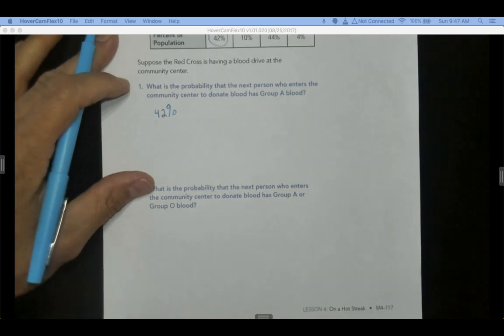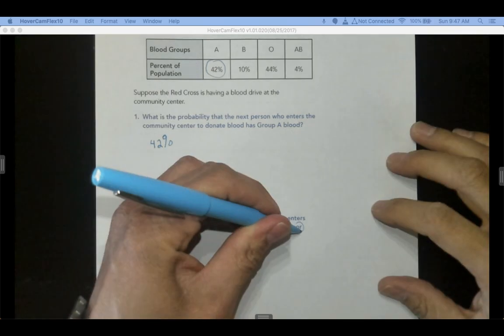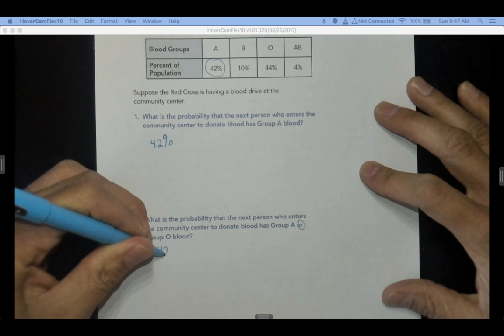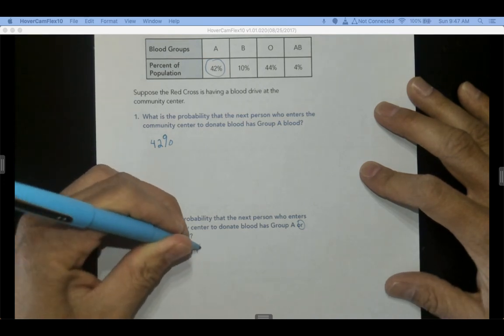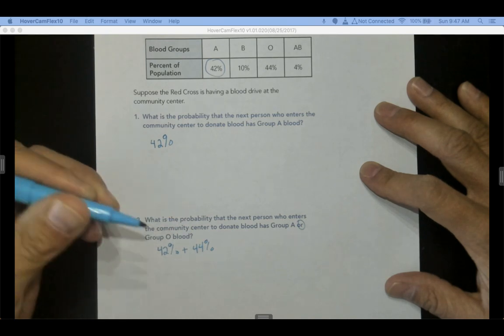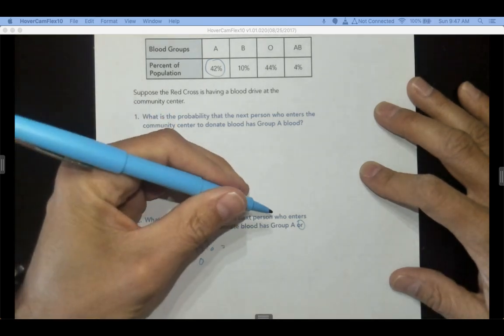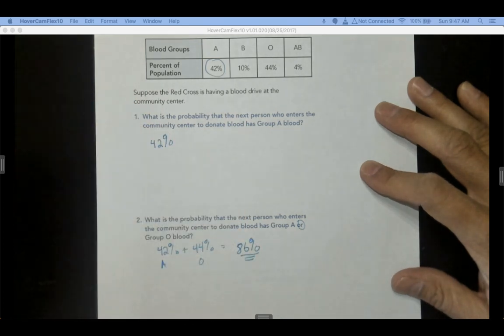What is the probability that the next person who enters the community center to donate blood has group A or group O blood? The "or" is telling me that I need to take the 42% and add the 44% for type O. So A, O, and so that total should be 86%. And the key there is because it says "or."